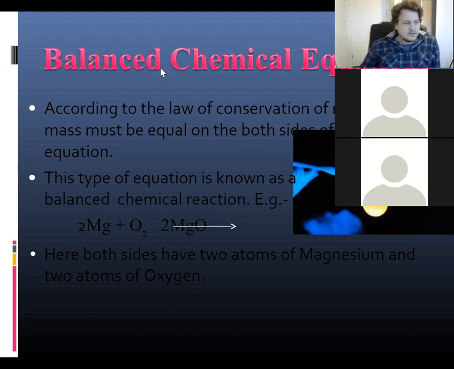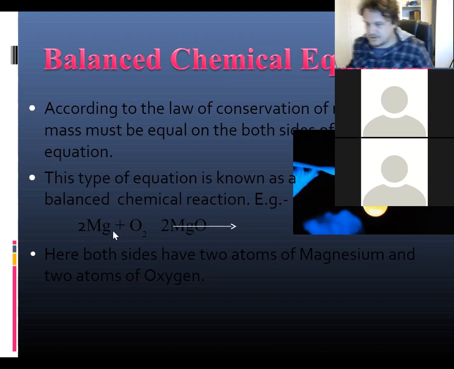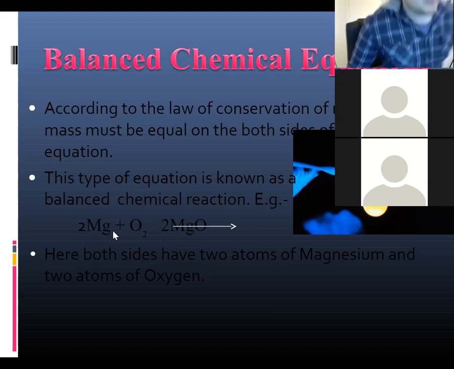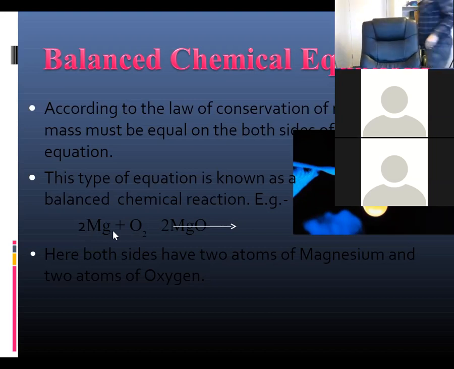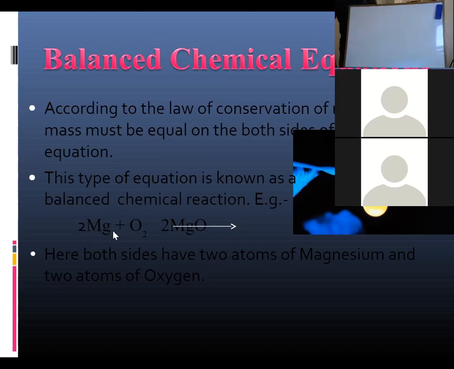So, we have magnesium and we have oxygen. Actually, I'll get the whiteboard out. First time. New whiteboard markers. Couldn't be more excited.